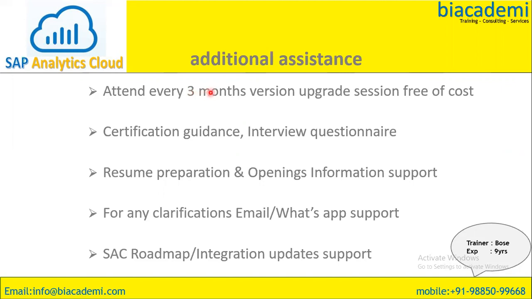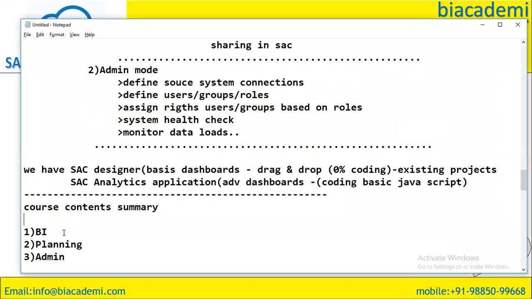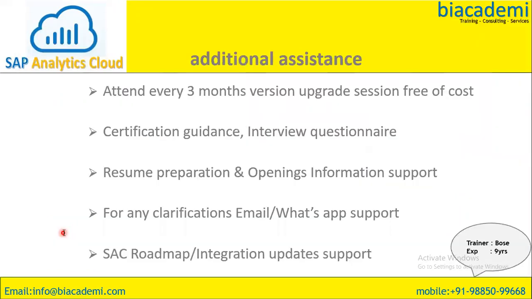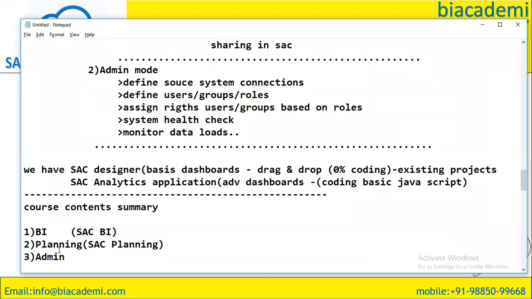You can upgrade from the existing features whatever you learn currently, and if you are interested in certification guidance I can help, because for now it is still in the evaluation stage. We can go for certification. We have only two things in certification: one is SAC BI certification, and we have something called SAC planning certification. Those are the two areas, C01 and P01, that is the BI part and the planning part. Admin is part of both.